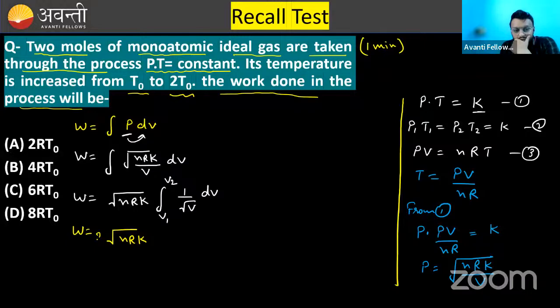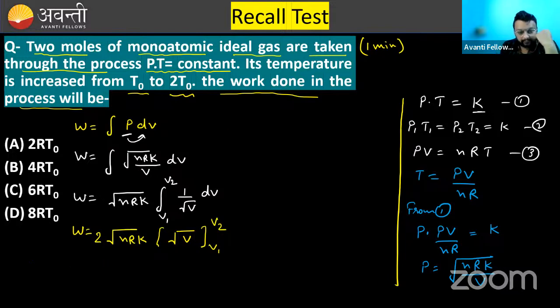Will be 2 root V. I think the integration part is up to you, na? You can integrate it: 1 over root V, you can integrate it to root V. And the limit is from V1 to V2. I think it is clear.